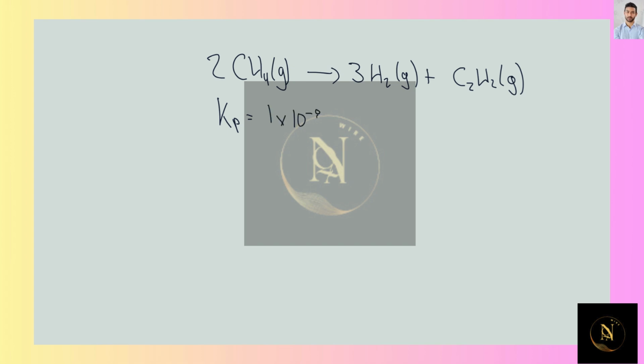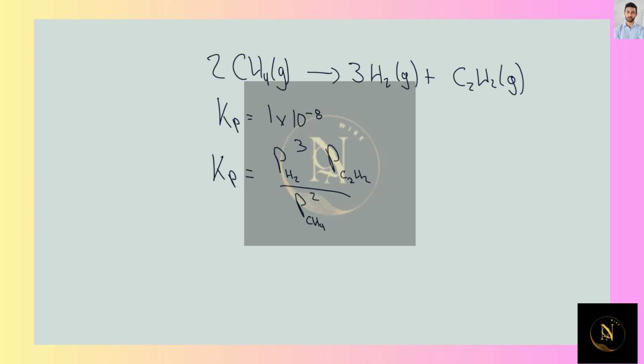So the first step in order to find these values is we're going to review how Kp looks in terms of the pressures of the components that we have here in our reaction. So Kp is going to be equal to the pressure of hydrogen to the cube times the pressure of C2H2 divided by the pressure of CH4 squared.